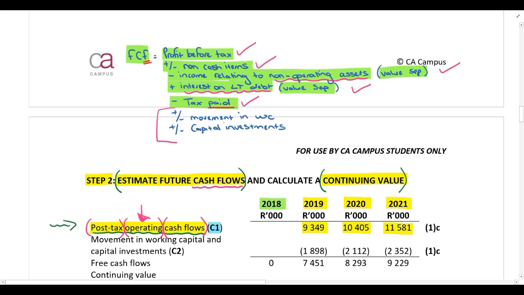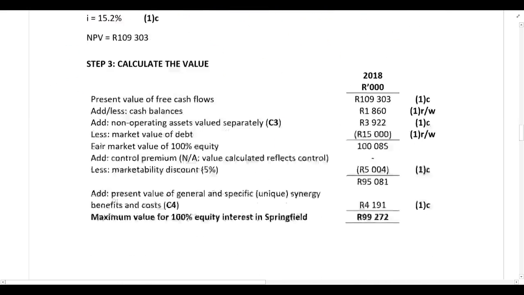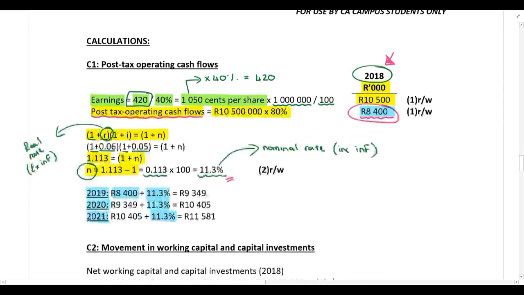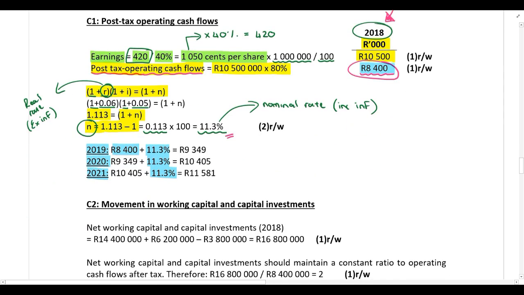Then just one more important thing before I get onto the discussion of working capital and capital investments. One other thing, guys, that's very important. If you weren't able to pick up that you can calculate earnings using the dividend per share and the dividend payout ratio, obviously you wouldn't have been able to calculate post-tax operating cash flows. If you have a situation like that in a test or exam, you can't just stop there.